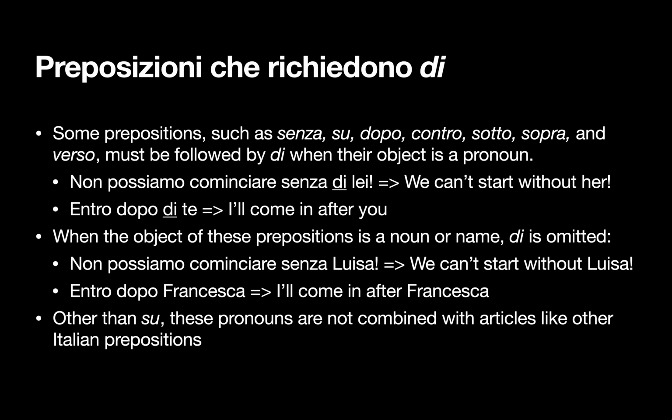Again, dopo would be after, and di doesn't get translated in English. It's required in Italian, but doesn't get translated in English. When the object of these prepositions is a noun or a name, anything that's not a pronoun, you don't use the di. So instead of non possiamo cominciare senza di lei, you could say non possiamo cominciare senza Luisa. We can't start without Luisa.